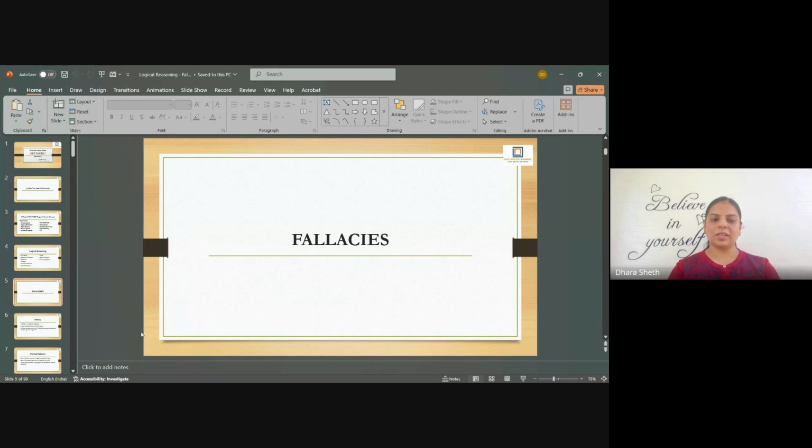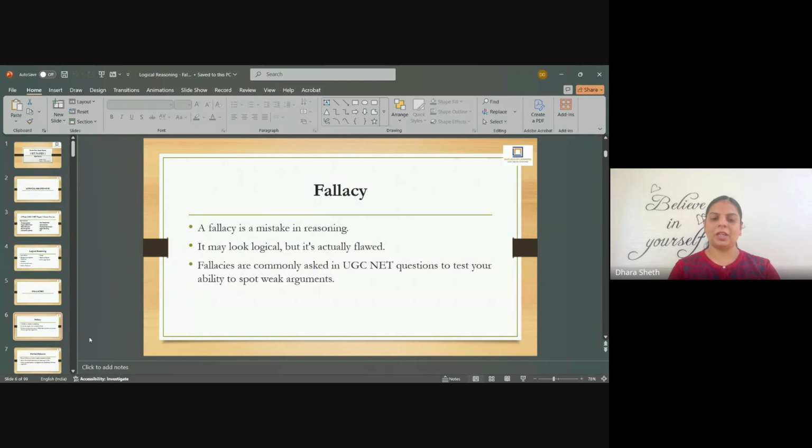So what is a fallacy? A fallacy is a mistake in reasoning. Okay, it may look logical, but it is actually flawed. There is an error somewhere. Fallacies are commonly asked in UGC NET questions to test your ability to spot weak arguments.